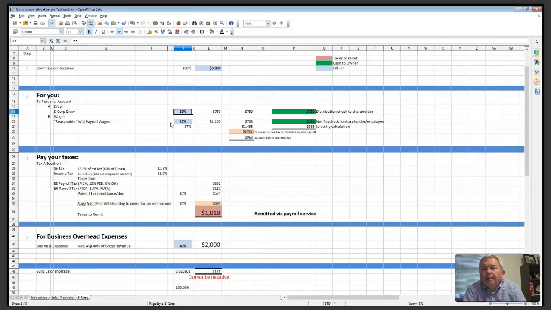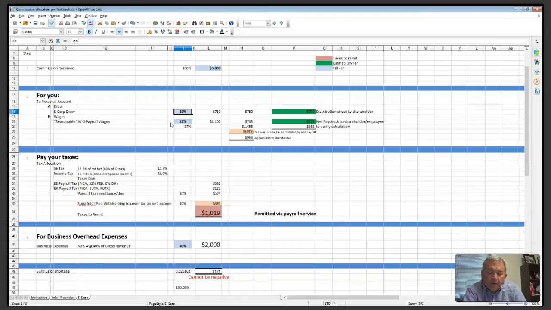The draw is somewhat analogous to our return on our investment. Our wages are our earnings for doing work in the entity. It has to be reasonable. Most real estate agents earn on average somewhere between $29,000 and $38,000. So if you're in that ballpark, you would probably be considered reasonable unless you have extenuating circumstances.